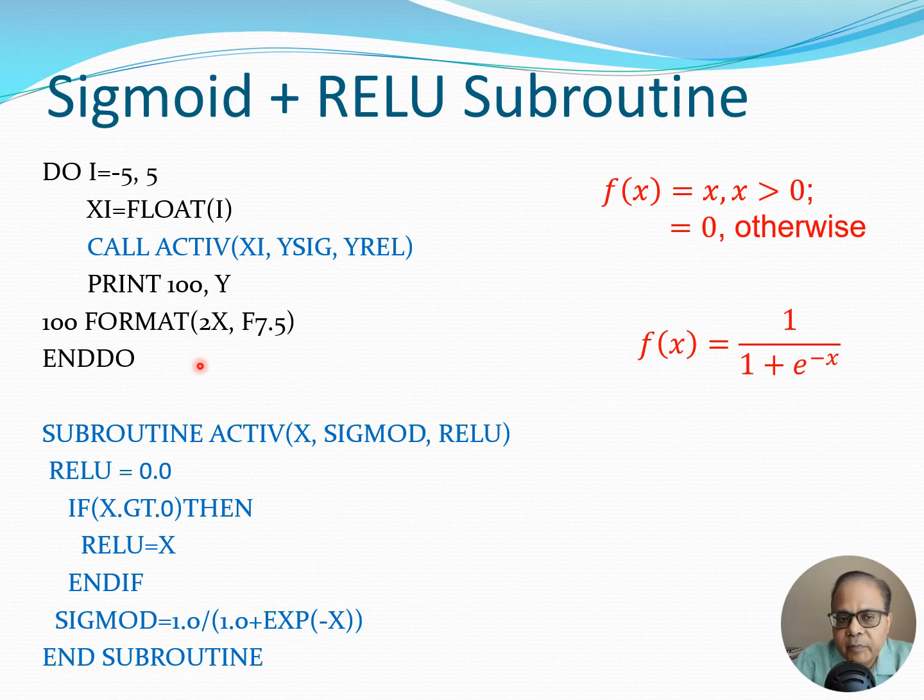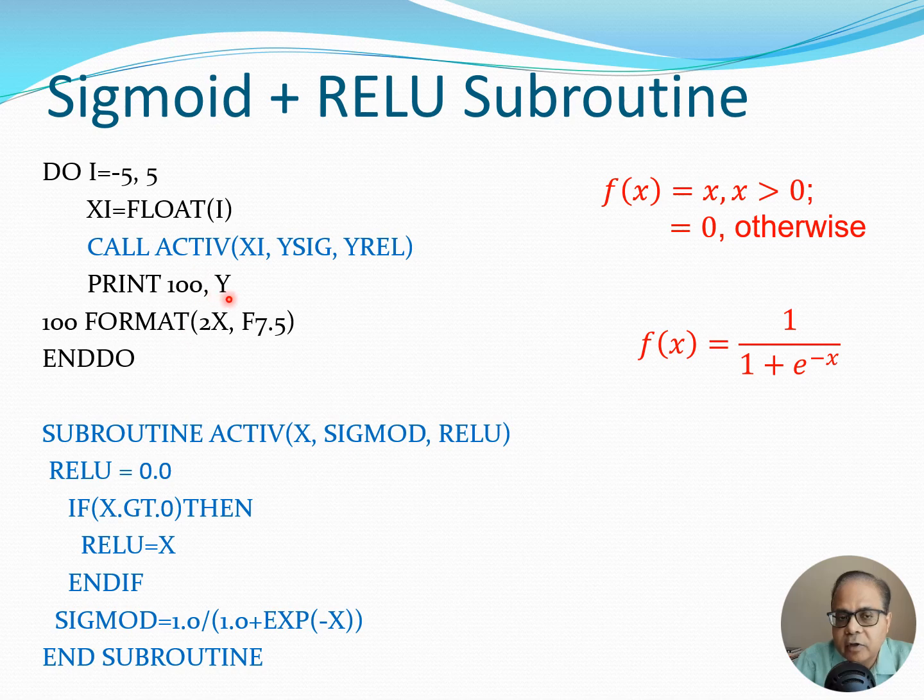So again, I use this particular do loop to call this subroutine. Here I call the subroutine, I call it active, and then xi goes in and ysig, yrel go out. So I can use different names for the variables here. I have to just make sure that I am following the different rules of Fortran, that is I, j, k, l, m, n are int and remaining are float if I have not defined them separately. So this subroutine should work.